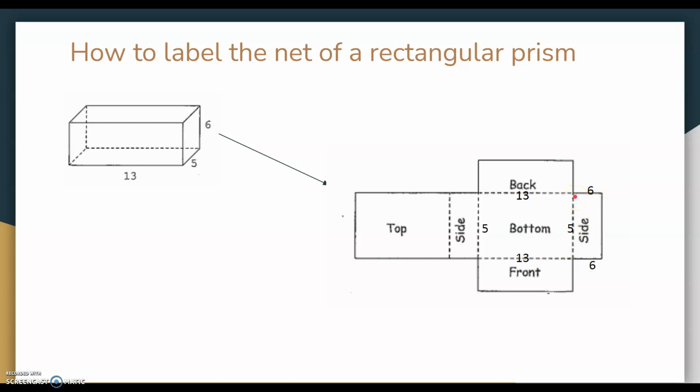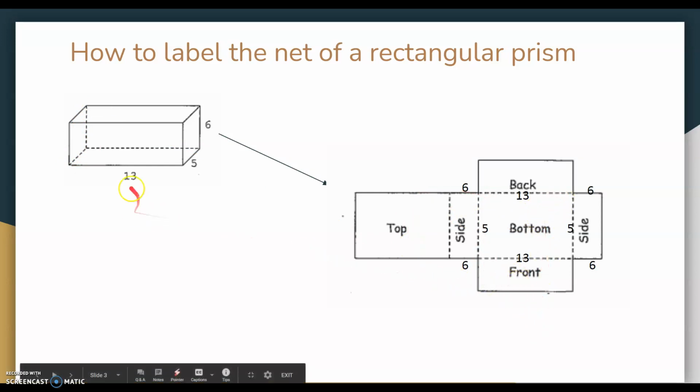Okay? And then notice that if we have one side of the rectangular prism, we also have the other side of the rectangular prism that is going to have the same exact measurements. So if our sides were 5 by 6, our other side, the left side, is also going to be 5 by 6. So I could go ahead and fill those in.